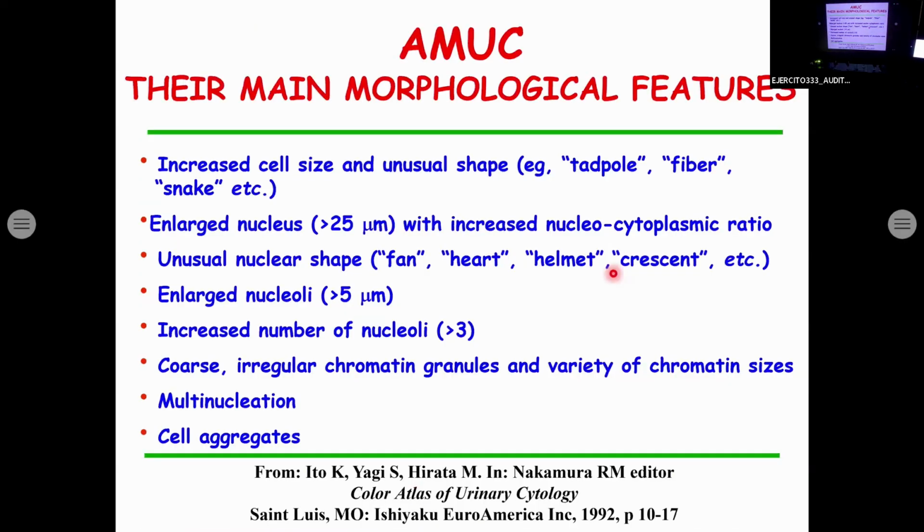And now we start speaking about atypical malignant urothelial cells, AMUC for friends. Their main morphological features, as described in this landmark book: an increased cell size and unusual shape, such as tadpole, fiber, snake, etc. An enlarged nucleus, more than 25 micrometers, with increased nucleocytoplasmic ratio, and or unusual nuclear shape: fan, heart, helmet, crescent, etc.